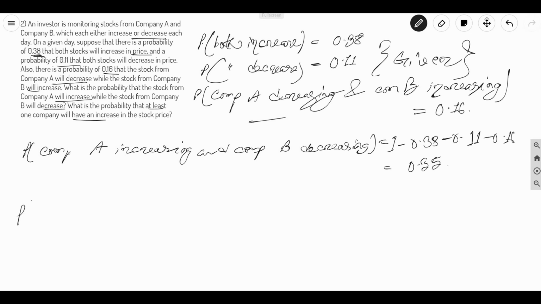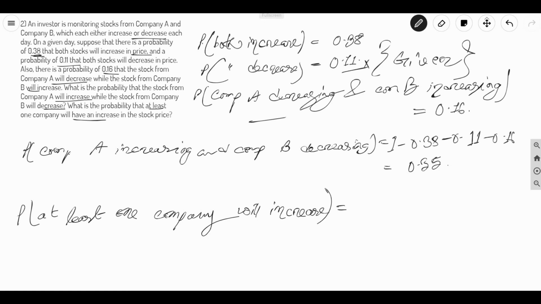Now we are also asked to find the probability of at least one company will have an increase in their stock price. So at least one company will have an increase. It indicates that there can be no probability which gives us the decrease for both companies. So for this part, we can exclude this one, and the remaining portion will be our answer.